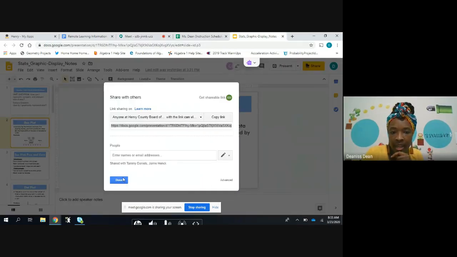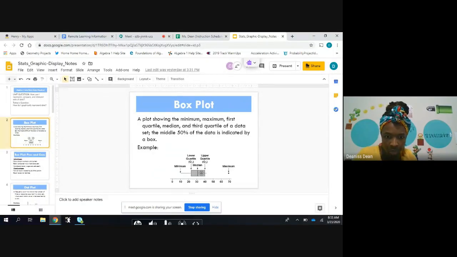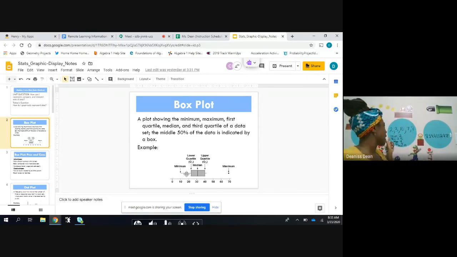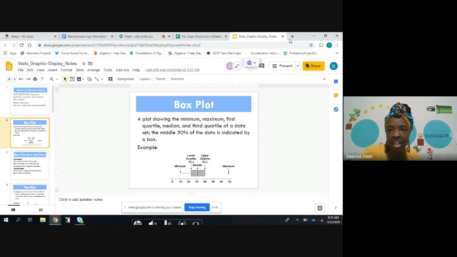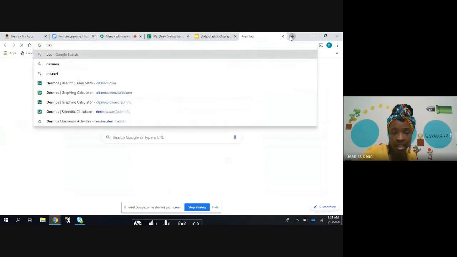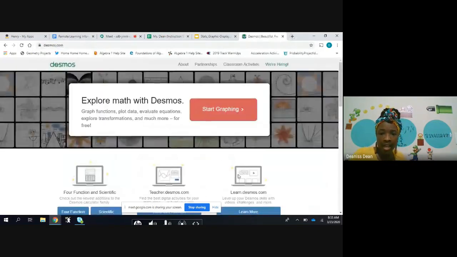All right, so we have this. So when we're looking at it, of course, like I was saying, it has the minimum value, the median, Q1, Q3, and the maximum value, all right? We can get that from the graphing calculator, and we can get it from Desmos. If you wanted to do this on Desmos, it's real simple. Just go to desmos.com, all right? And then from there, start graphing.